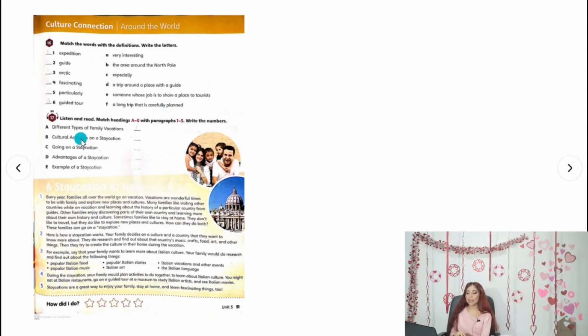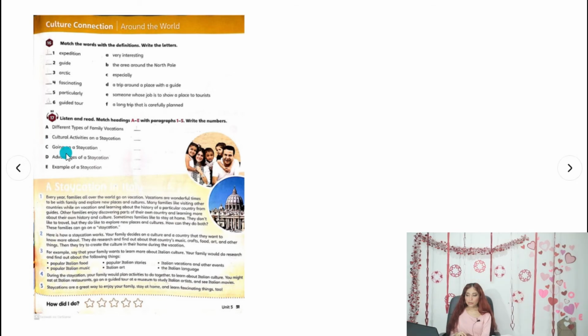Activity 17 says, listen and read. Match headings A to E with paragraphs 1 to 5. Write the numbers. A, different types of family vacations. B, cultural activities on a staycation. C, going on a staycation. D, advantages of a staycation.